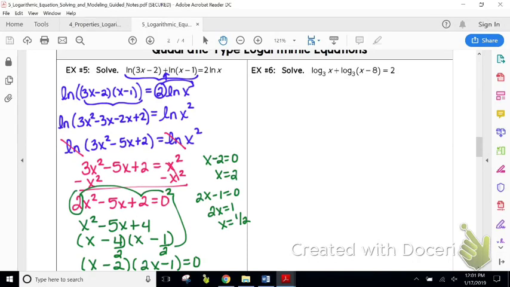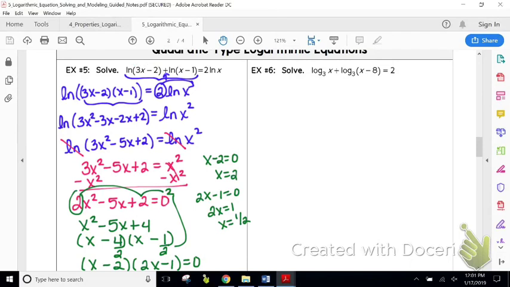But this had a log at the very beginning. So what do we need to do? You got to check them and make sure that your numbers will work. So let's try that 2. I'm going to plug the 2 into these. So what's 3 times 2 minus 2? It's 6 minus 2, which is 4. Can we take the log of 4? Yes. All right, so it's good there.